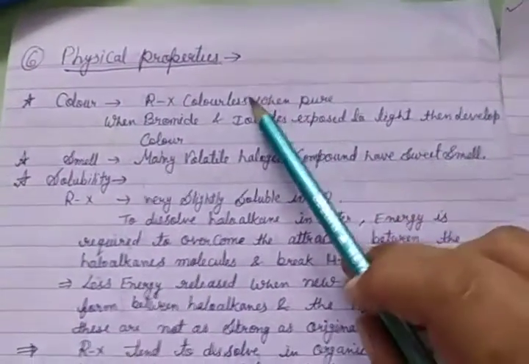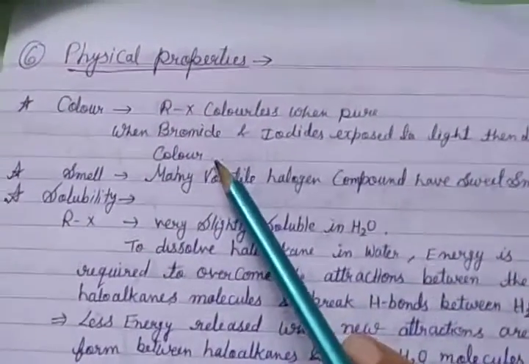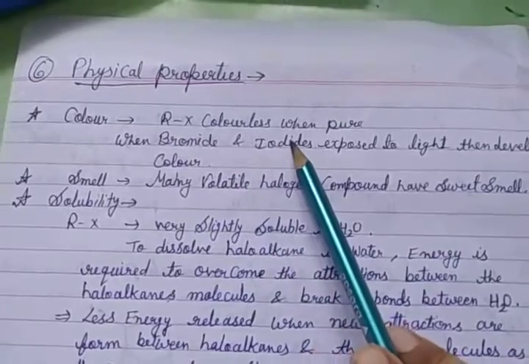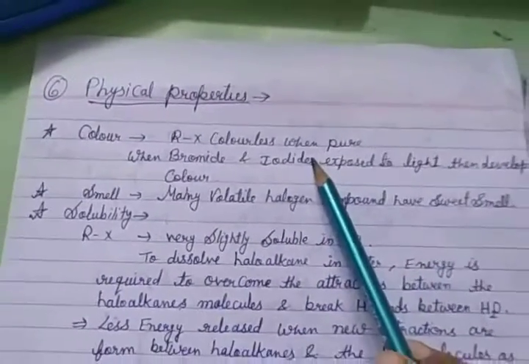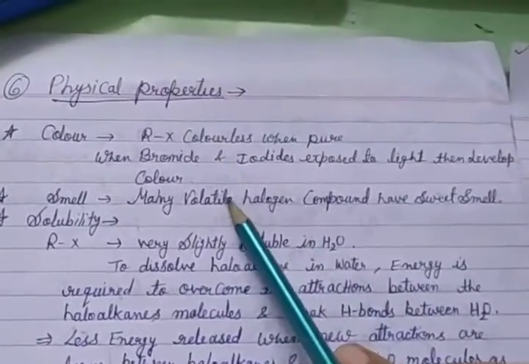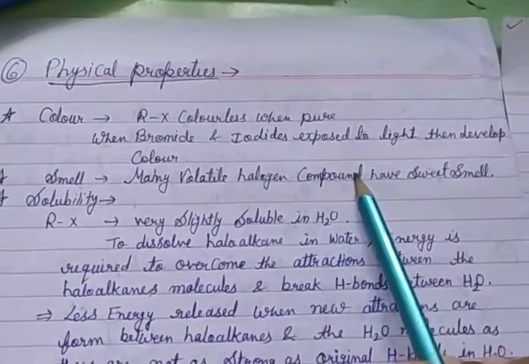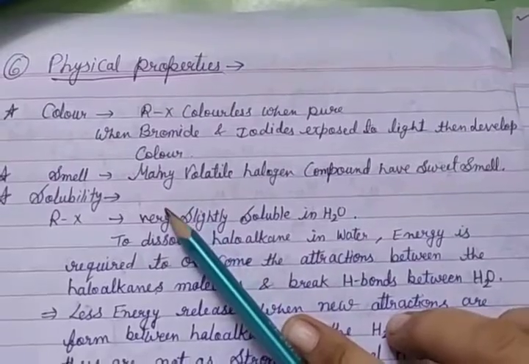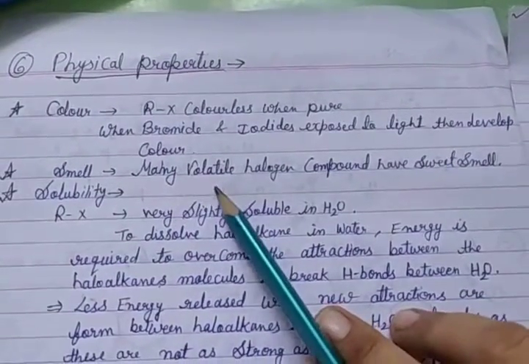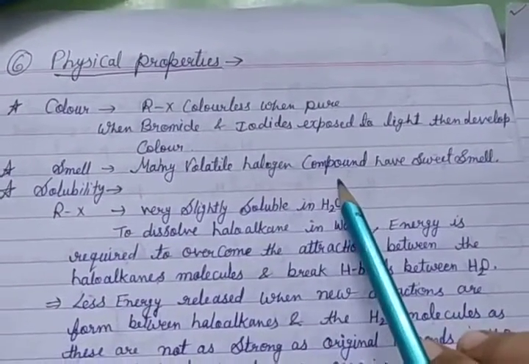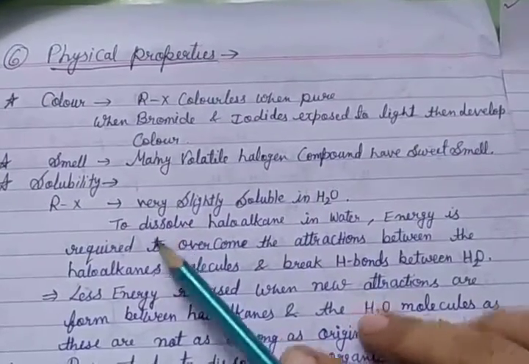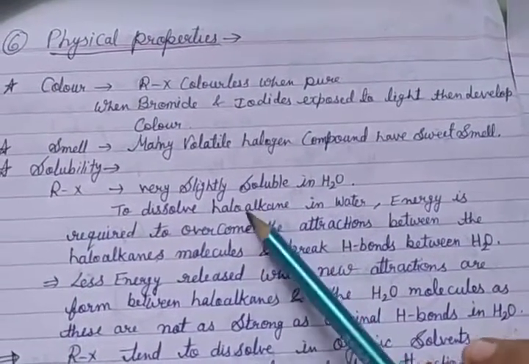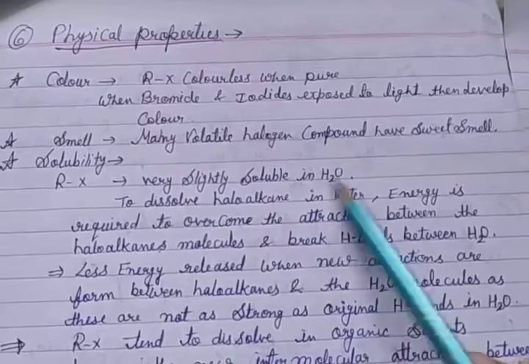Physical properties of haloalkanes. Color: haloalkanes are colorless when pure, but bromides and iodides develop color when exposed to light. Smell: haloalkanes and haloarenes, mainly the volatile halogen compounds, have a sweet smell. Then solubility: haloalkanes are very slightly soluble in water.